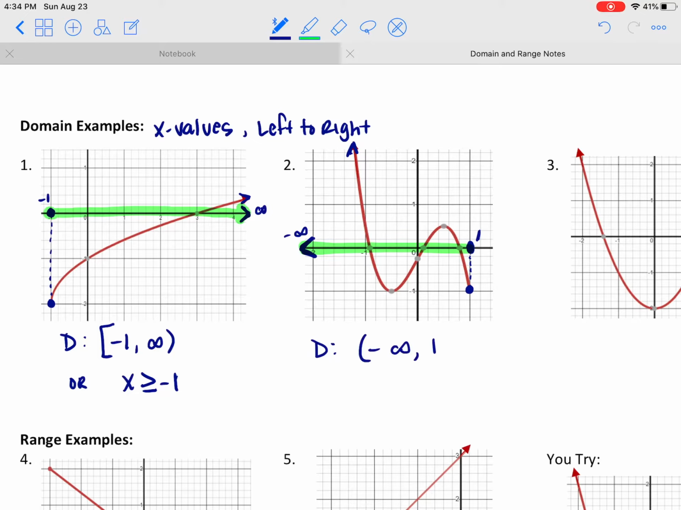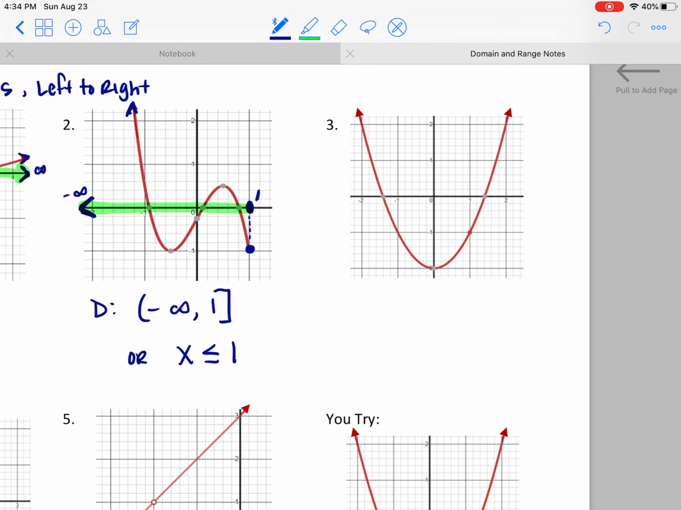Infinities get parentheses, and this was, let me just double check, yep, this was a normal closed point there. That means we want to include the 1. Or, with an inequality, we could say these x's are all less than or equal to positive 1. Okay? Now looking at number 3.